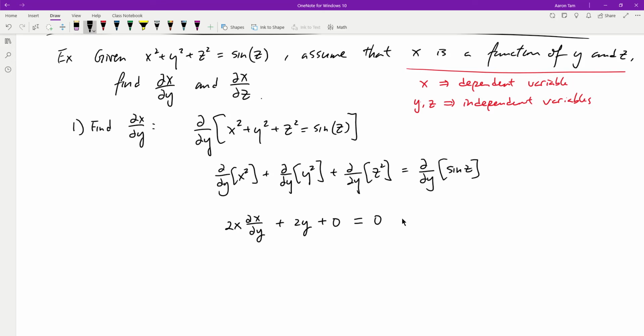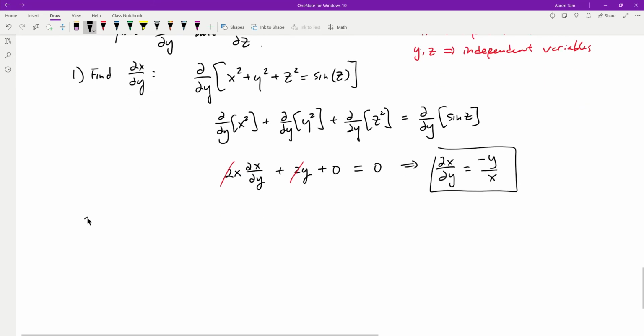So if I'm looking at this correctly, dx over dy would just equal negative y over x. That is, I cancel out the 2, which is probably the first thing I'm going to do, and then just move the y over and divide. Notice that's definitely a different answer compared to before. And I would strongly recommend that you take a minute to pause the video and try to find dx over dz and see what you got. Okay? So I'm going to continue.